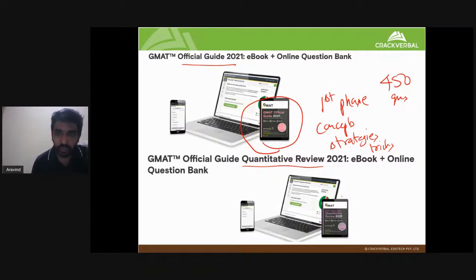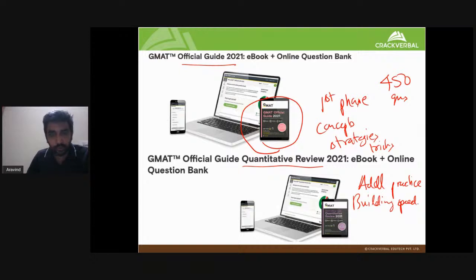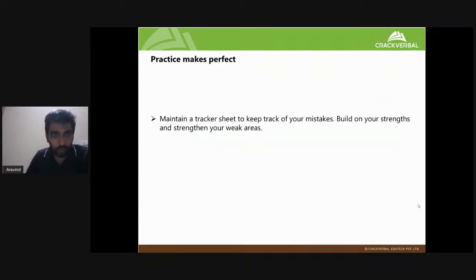limit. Whereas the quant review book will come in handy for additional practice and will also help you in building speed. So this is one more element that you have to take care of if you're wondering how to go about GMAT Quant.